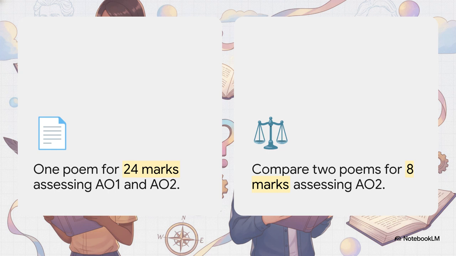Then comes Part B, worth just 8 marks, where you compare that first poem with a second, much shorter unseen poem. Notice that Part B only assesses AO2. Knowing exactly where your marks come from is a total game changer, because it tells you precisely which skills you need to deploy and exactly when to use them.